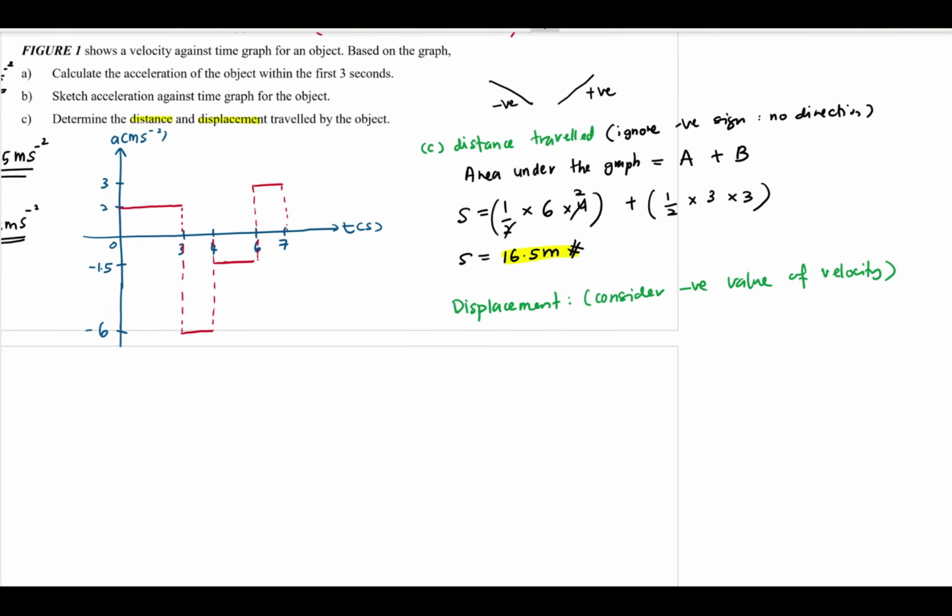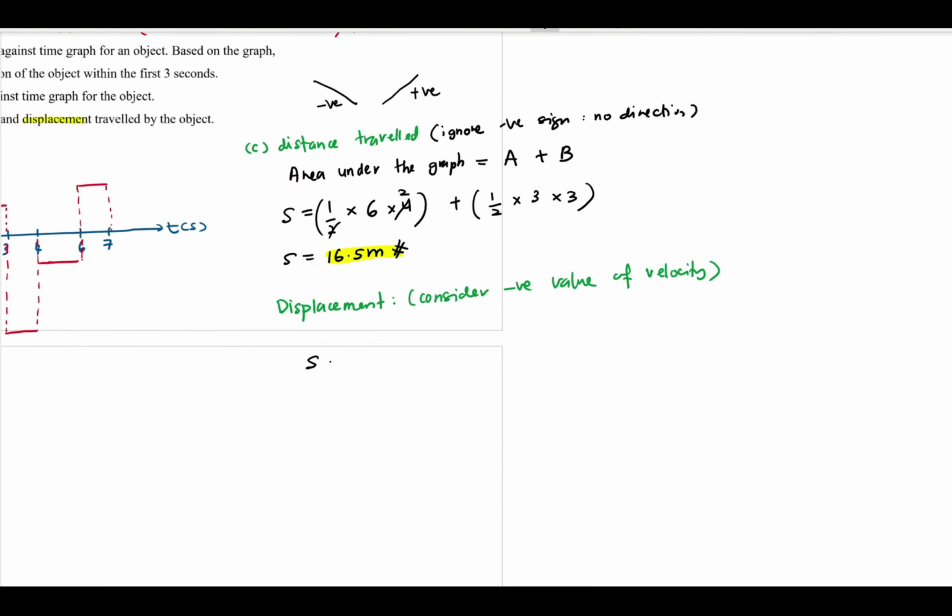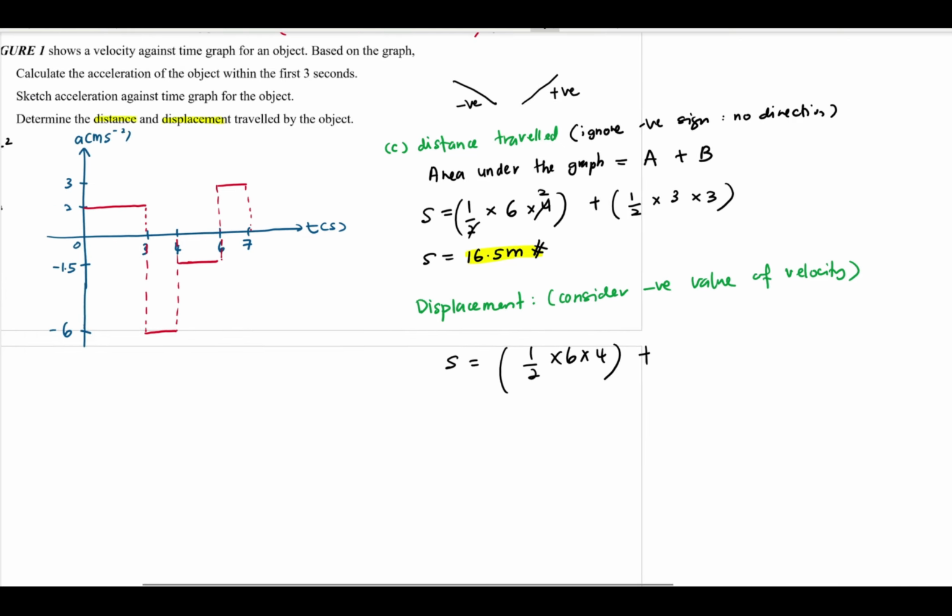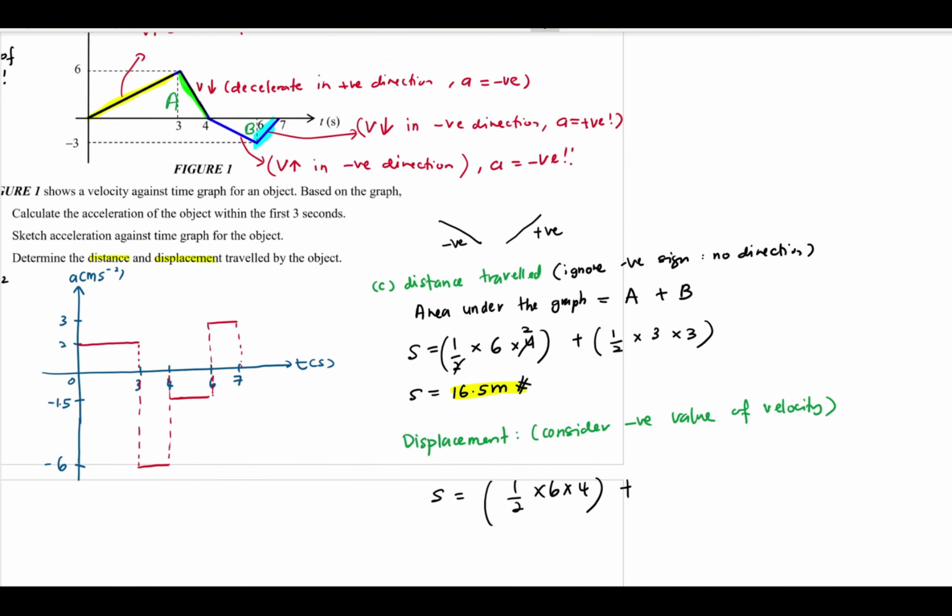We write here S equal to, the formula is the same. The triangle above is the same, just copy it back, plus the triangle below, plus, this time the height of the triangle should be -3. That is the difference. Here we have -3. We consider the negative sign of the velocity because this is displacement, a vector quantity, and we consider direction. So you calculate, and you will get the answer 7.5 meter. Okay, so we finish example number 3.